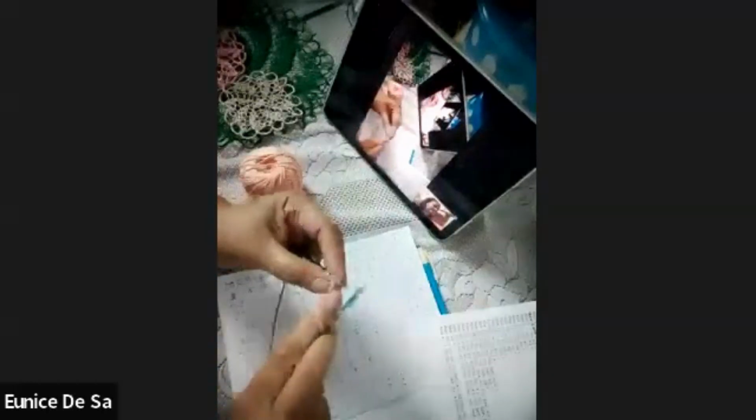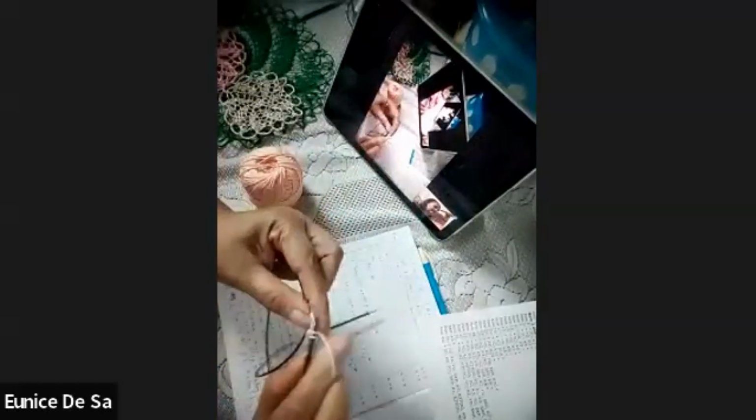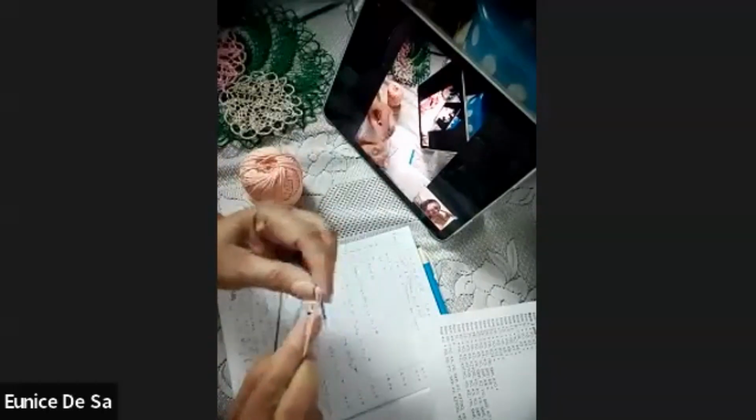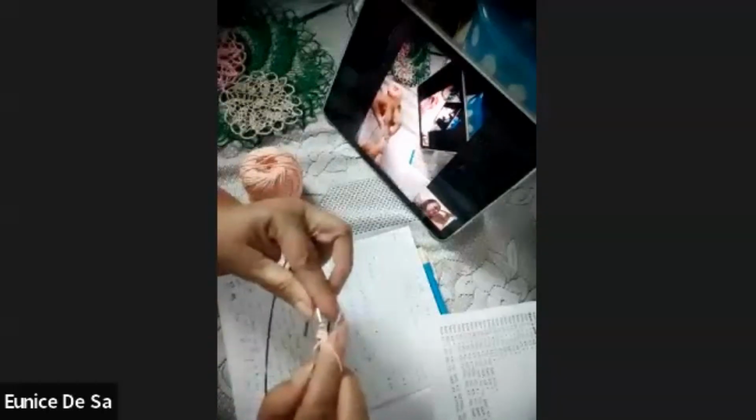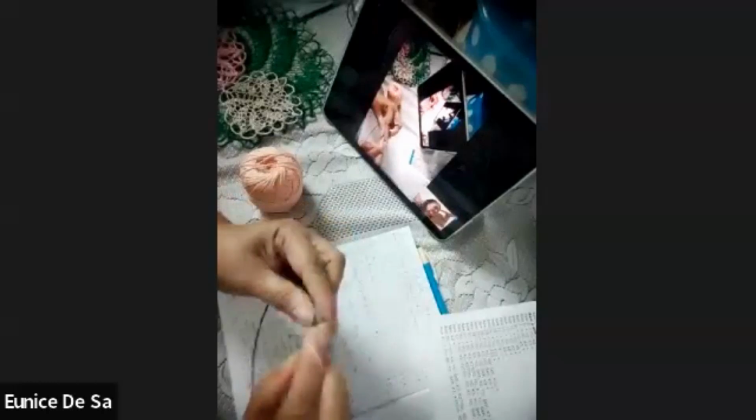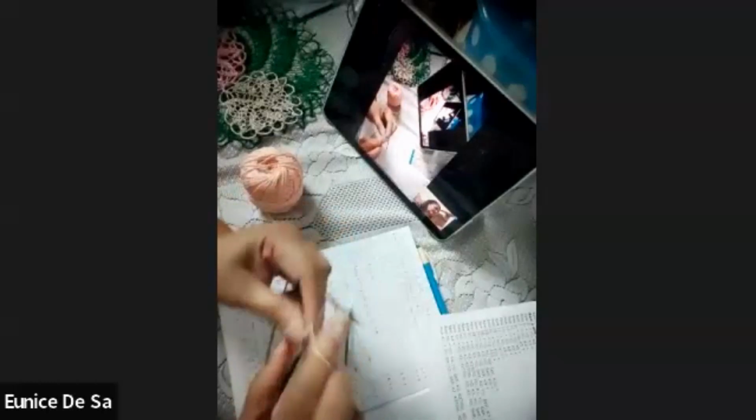Okay, what does the first line say? Knit all. So I'm going to knit all. So this is my first needle, first stitch, second stitch, third stitch, fourth stitch. There, I've dropped it. Fourth stitch on the needle 1.